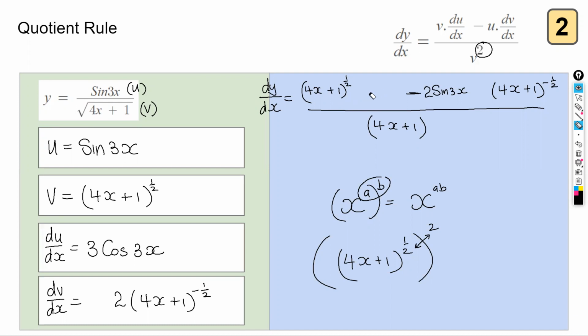So for the person who spotted it, du/dx is actually this. I put this by mistake. Second time for the day I did it. So it's supposed to be 3 cos 3x. And if you want, you could put the 3 in front to make it look a little bit neater. Okay? So for the person who spotted it, thank you.